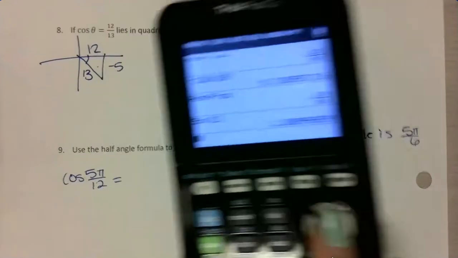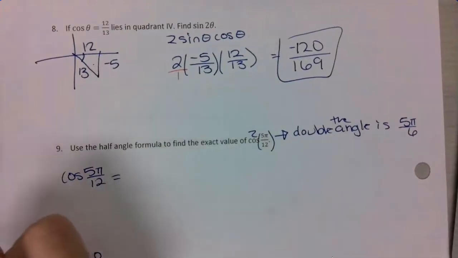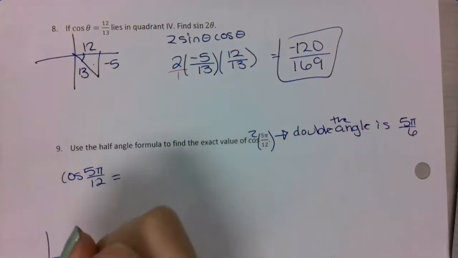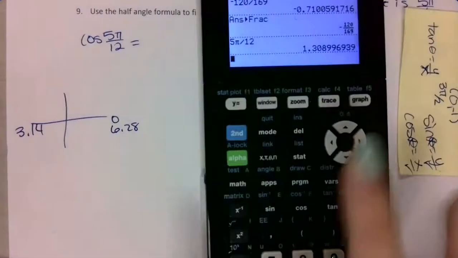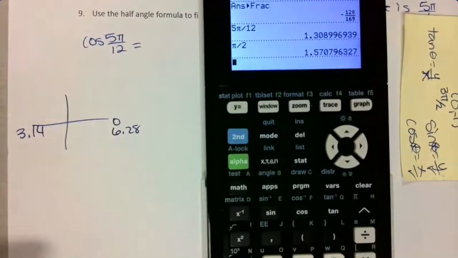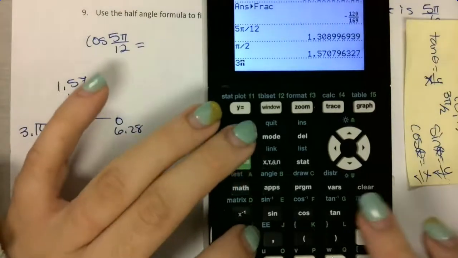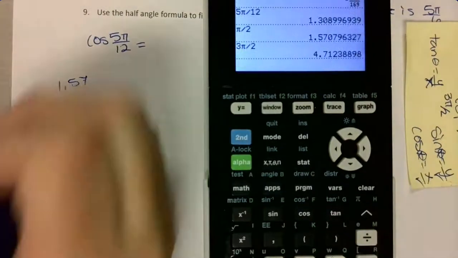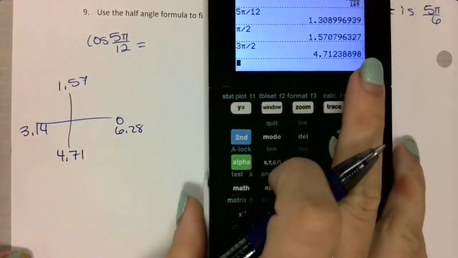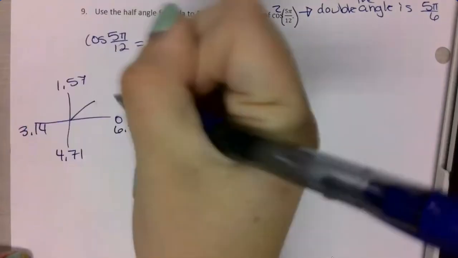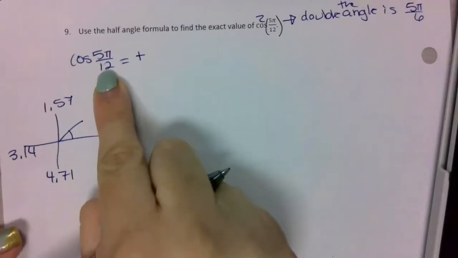is 1.31. So I know this is 3.14. This one is 6.28. Oops, that's not on the screen. Let me figure this out really quick. 1.57. And then, just in case you wanted it, this last one down here is 4.71. So 5 pi 12ths is 1.3. That puts me in this quadrant. So it's going to be positive because 5 pi 12ths is a positive angle.